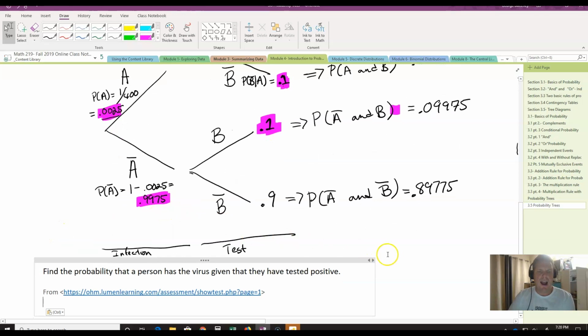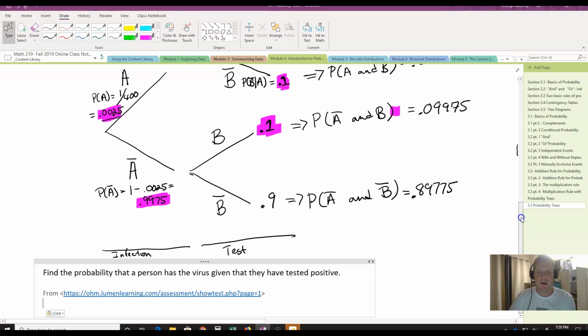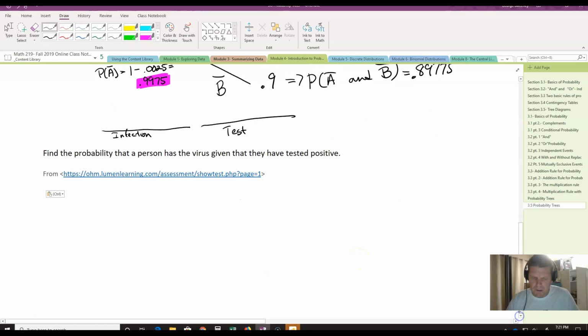So what I've got is the probability of having the virus given that they have tested positive. What you'll notice is that we don't actually have that information readily at hand. We know the probability that a person has tested positive given they have the virus. So that is, we know the probability of B given A, right? This is actually asking for the probability of A given B. Okay, so let's actually write that down in order to help clarify things.